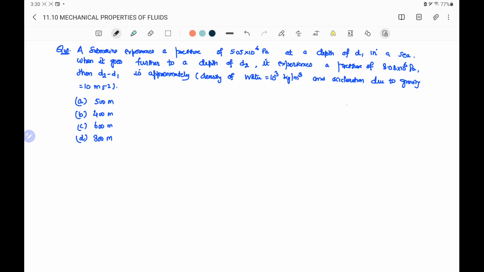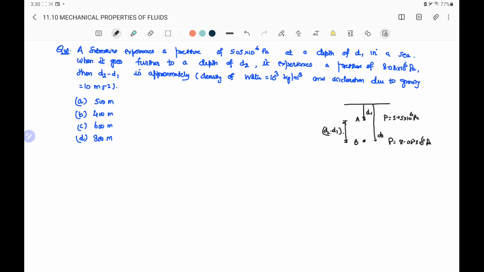The problem is that from the surface of the sea water, at a depth of d1 at a point A, the pressure is 5.05 into 10 to the power 6 Pascal. And further, at a depth of d2, there is a point B at which the pressure is 8.08 into 10 to the power 6 Pascal. So the height between A and B is d2 minus d1.